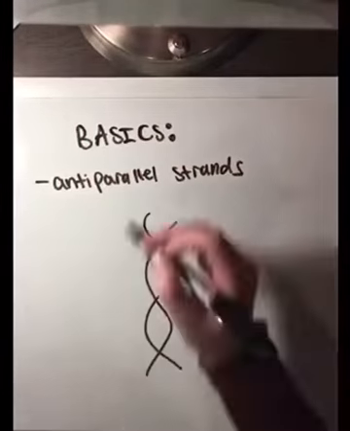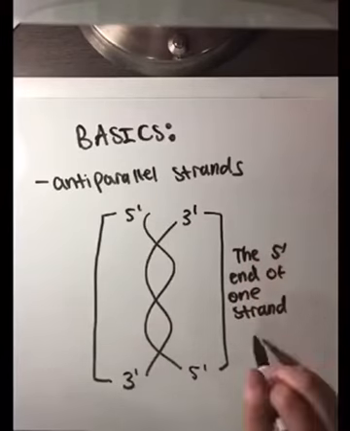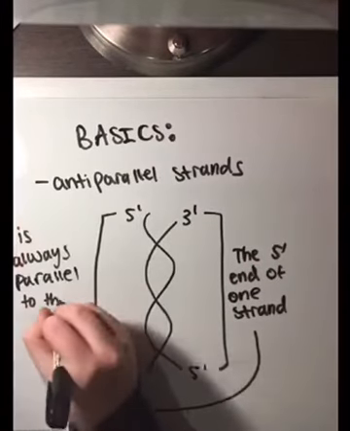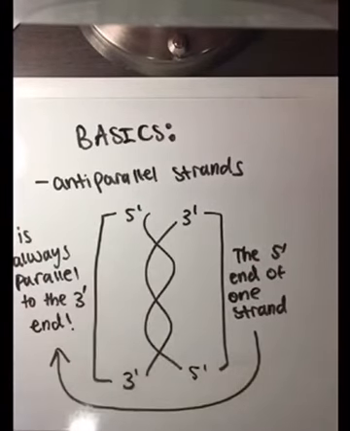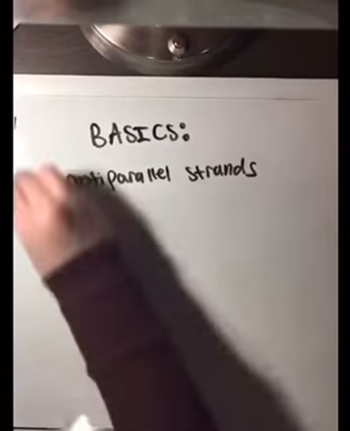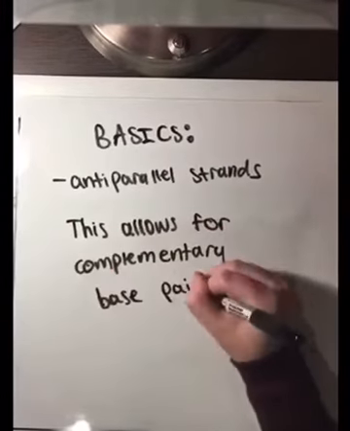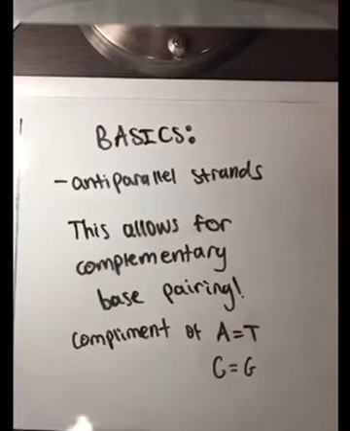So here's some basics. DNA uses anti-parallel strands. The 5 end of one strand is always parallel to the 3 end. This is because if you use anti-parallel strands, you can have complementary bases. Again, A always with T, C always with G.